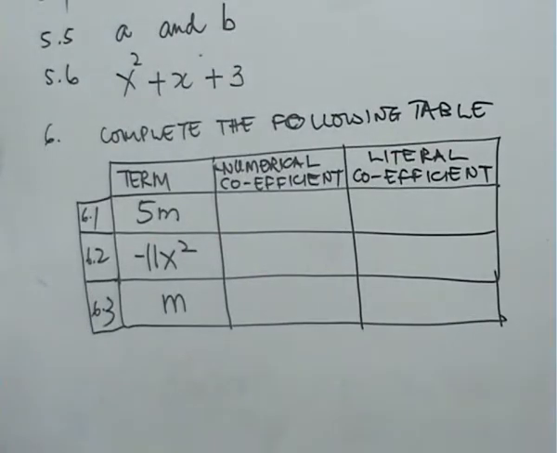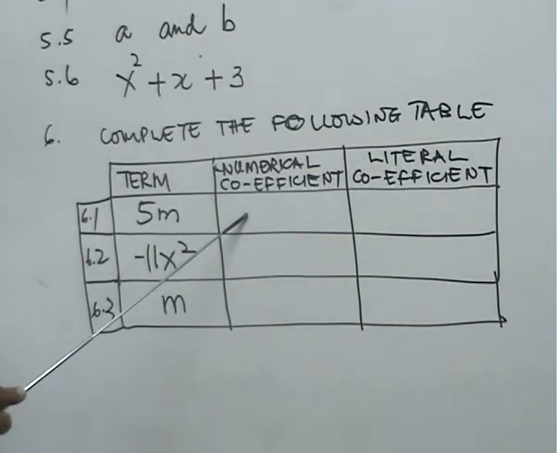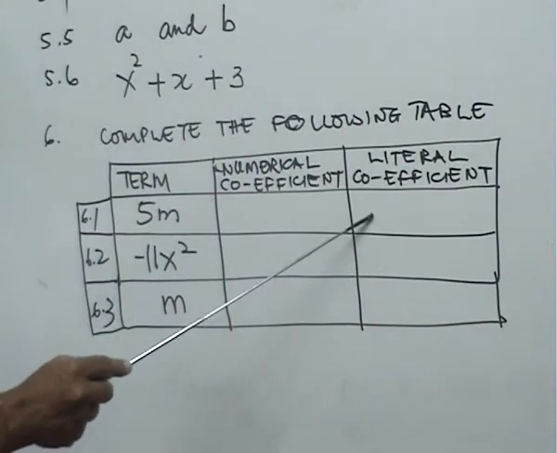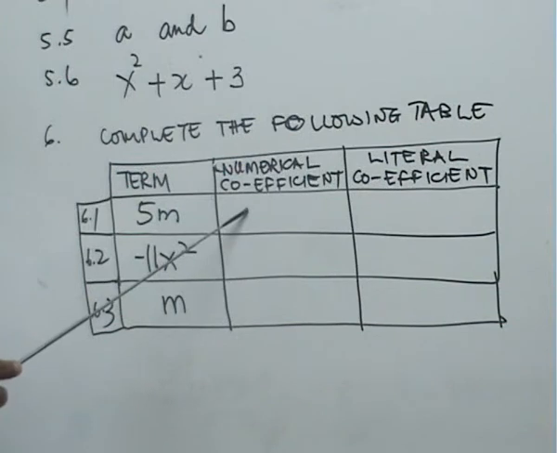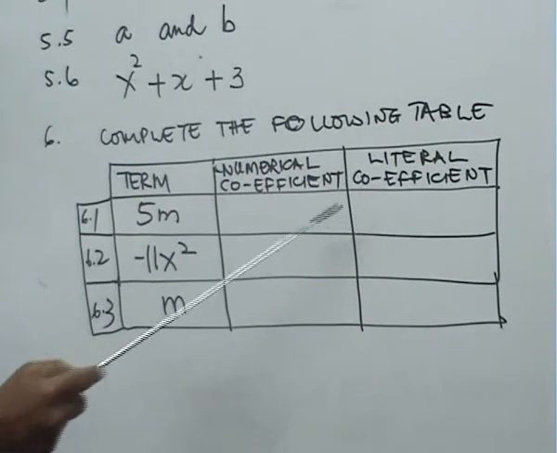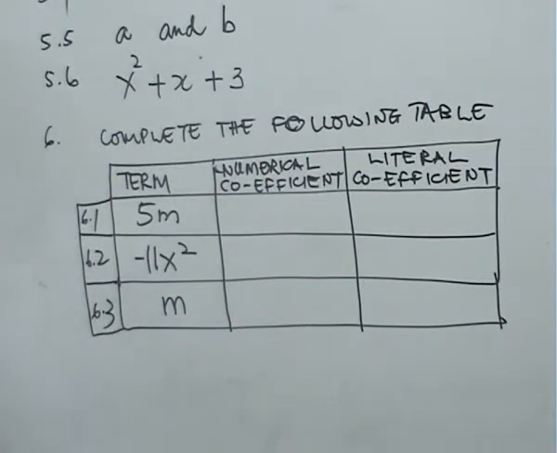Number 6, complete the following table by simply writing here what the numerical coefficient is and here what the literal coefficient is. In simple words, what is the number, what is the letter. Number 6.1, 5m, 6.2 minus 11 squared, 6.3n.